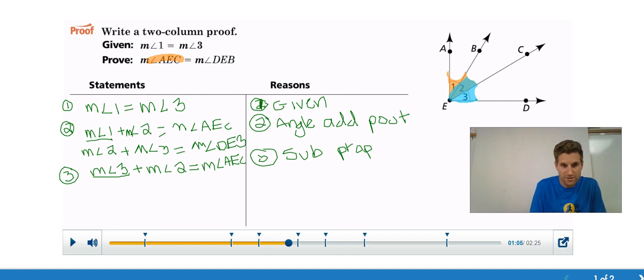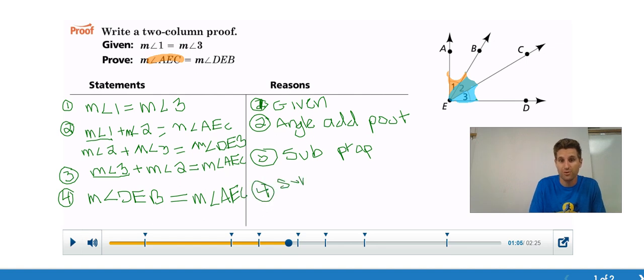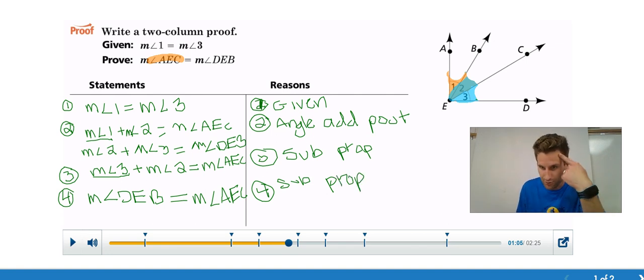Right? Now, do you see how these are the two equivalent statements? Okay. Well, if the measure of 3 plus 2 is the same as 2 plus 3, then we can go ahead and say the measure of DEB is equal to the measure of AEC. And the reason? Again, substitution property. Okay, so that's the way that I logic through it. Now, I went kind of fast through this logic, but there's more than one way to do this.